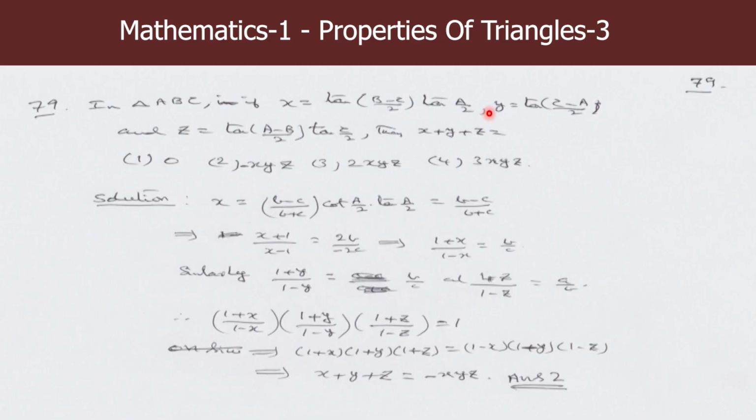Now when you multiply all these, 1 plus x by 1 minus x into 1 plus y by 1 minus y into 1 plus z by 1 minus z, you will get 1, which shows that 1 plus x into 1 plus y into 1 plus z is equal to 1 minus x into 1 minus y into 1 minus z. If you simplify both sides, you will get x plus y plus z is equal to minus xyz. So the answer is option number 2.